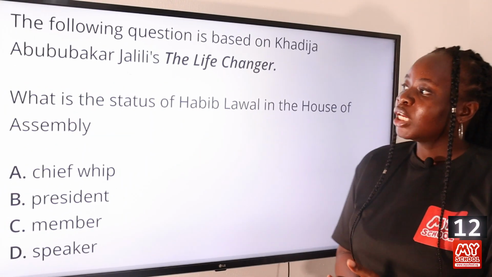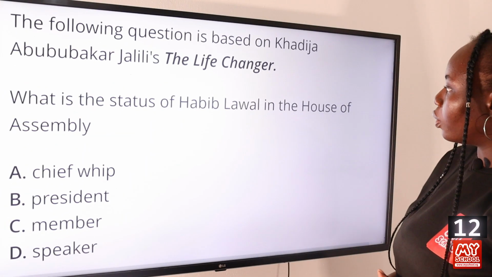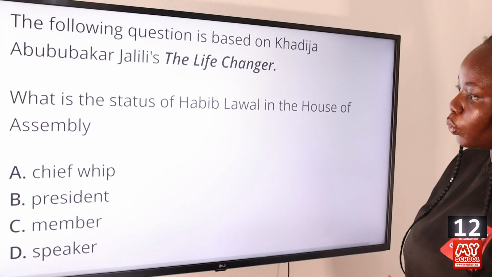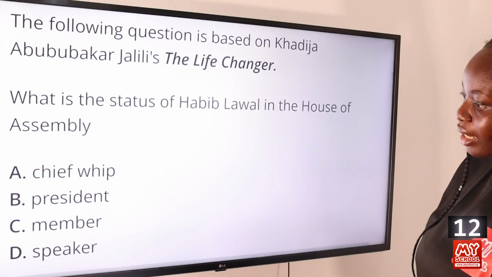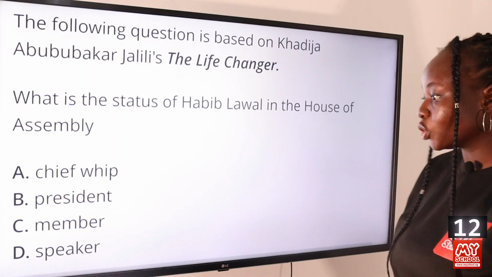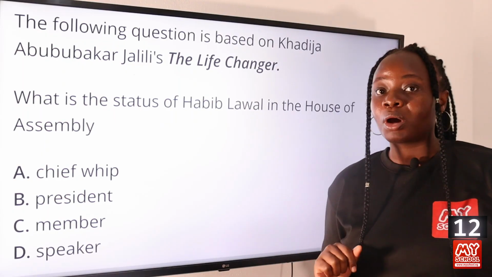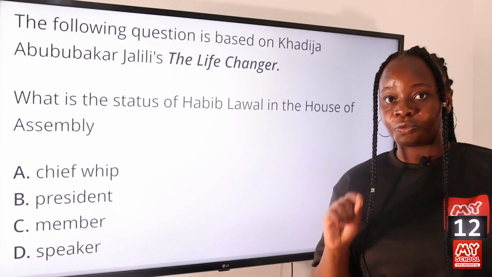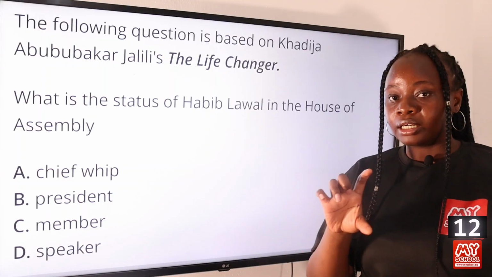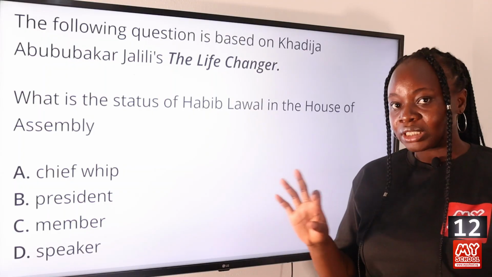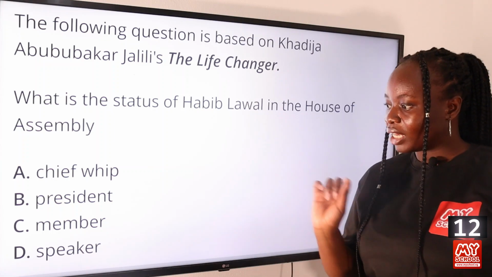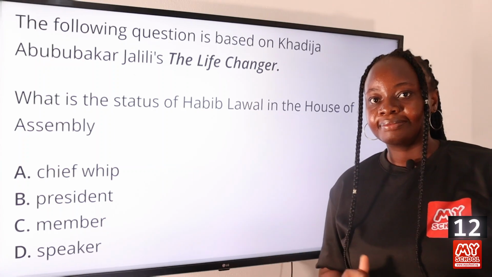Question 12. What is the status of Habib Lawal in the House of Assembly? A. Chief Whip. B. President. C. Member. And D. Speaker. The answer to this question is option D, Speaker, and we can find this on page 58 of the novel, where Salma walks into Habib Lawal's office and finds out that he has a name tag where they wrote Habib Lawal, Speaker. So the answer to this question is option D, Speaker.